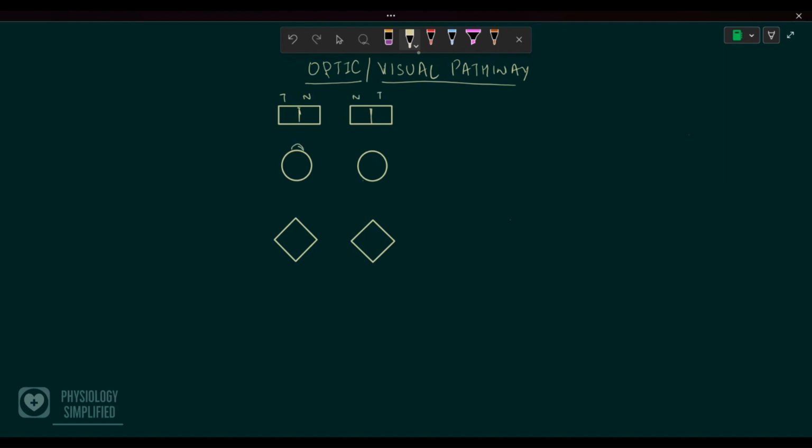Now let's say the circles represent your eyes. The left circle represents your left eye, while the right circle represents your right eye. Now these dotted lines that I'm drawing show the image formed on the temporal half of the visual field and on the nasal half of the visual field.